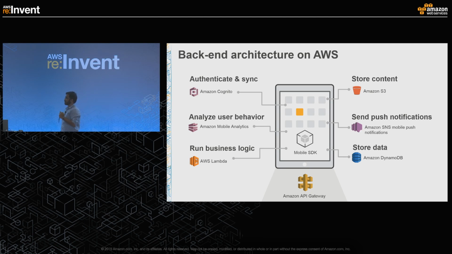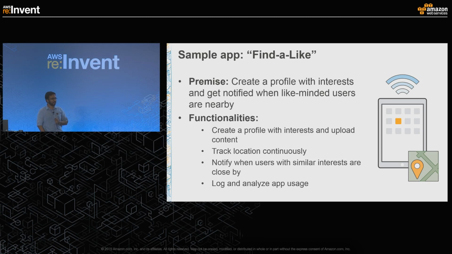So enough theory. Let's get back into what a real app looks like. We're going to walk you through an app that we call Find Like. It creates a profile with interests and gets notified when like-minded users are nearby. At re:Invent, we have a lot of like-minded people. Everyone's asking the question, where's the best food? Where should I go for the pub crawl? Is Taylor Swift really going to show up at the Replay conference? These are all important discussions that people like to have, and an app like this can help.